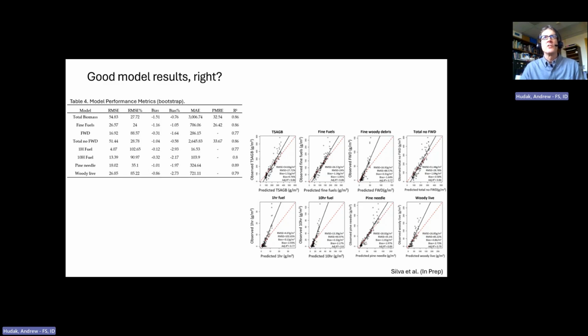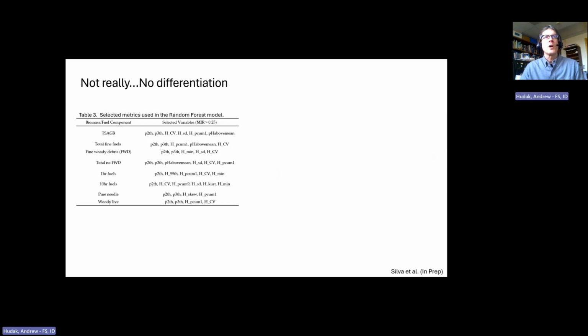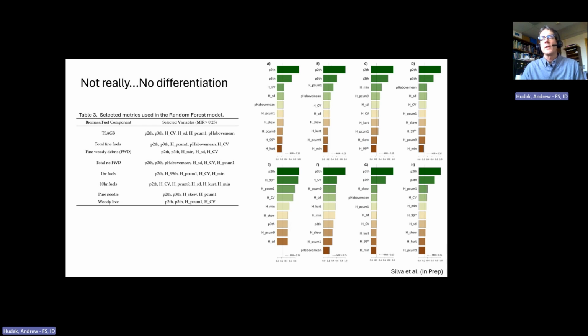But I have to caution you, because when you actually dig a little bit deeper, a problem emerges, and that's the metrics that are selected are very similar between all these different models. And if you look at the importance values that Random Forest provides in these metrics that were selected, it's very similar patterns, where the P second and the P third, like at the top of these lists, this is the percentage of returns at height intervals near the ground. So P second is very near the ground. P3 is just the vertical stratum just above that.